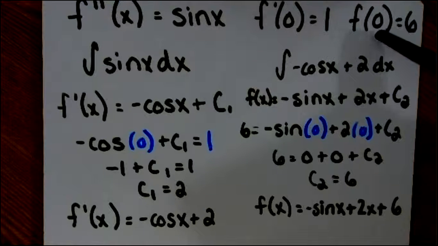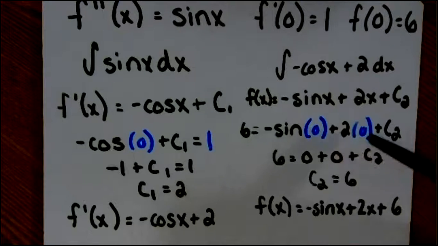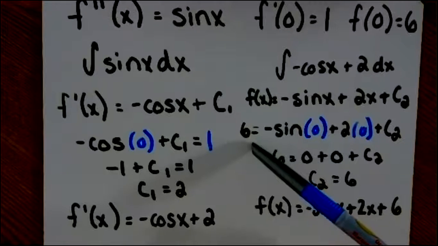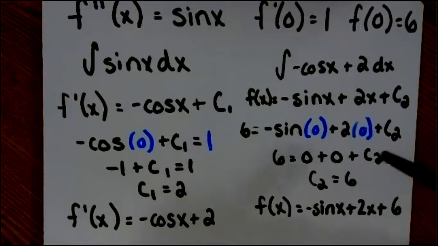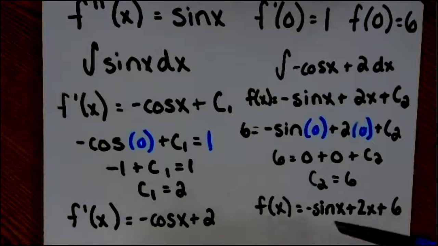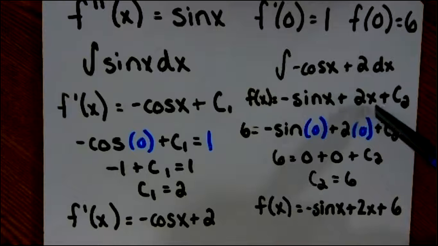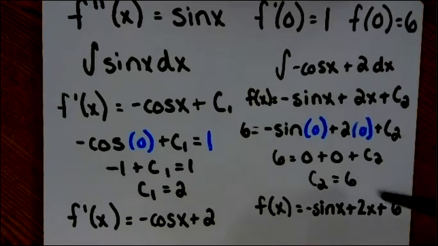Because our initial condition here, they gave us f of 0 is 6. I put a 0 in for my x's, set it equal to 6. So sine of 0 is 0. 2 times 0 is 0. So c2 is just equal to 6. So in the final, I take f of x equals negative sine x plus 2x. Instead of c, I put my second constant in of 6.